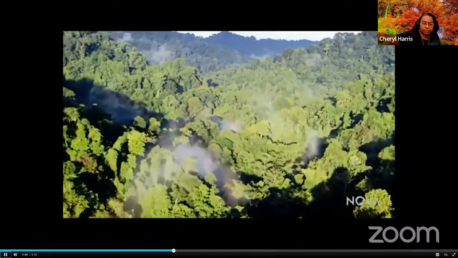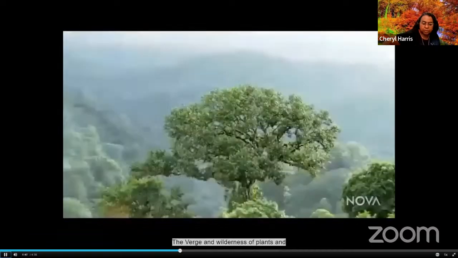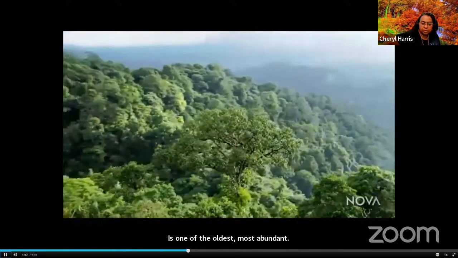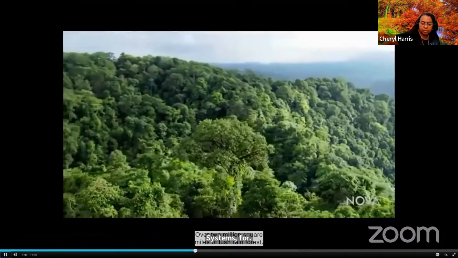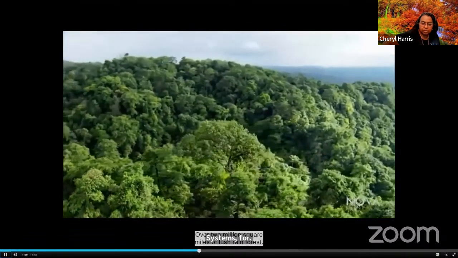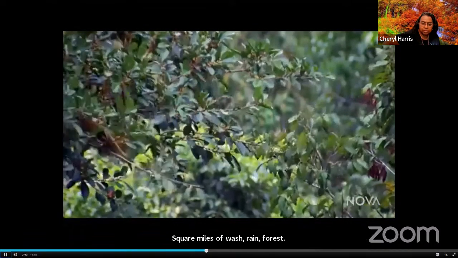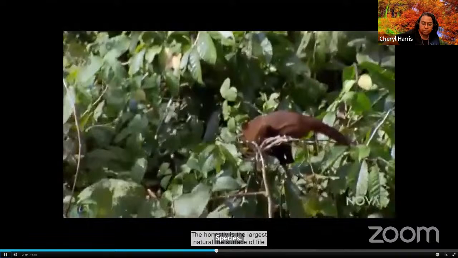The verdant wilderness of plants and animals is one of the oldest, most abundant living systems on Earth. Over 2 million square miles of lush rainforest teem with half the world's living species. The Amazon is the largest natural preserve of life on the continents.